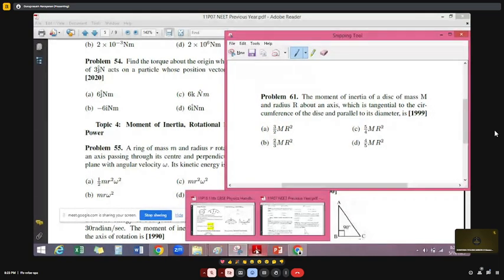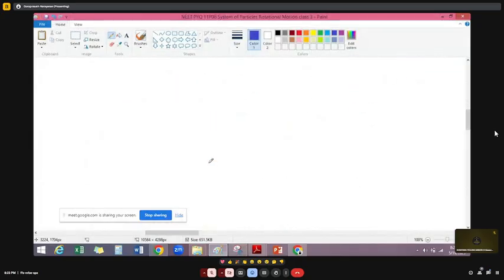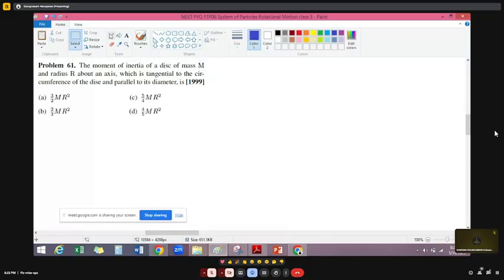Problem 61. Moment of inertia of a disk of mass m and radius r about an axis which is tangential to the circumference of the disk and parallel to its diameter. What is this? Something is wrong there; it's just a printing error. It should be disk, and parallel to its diameter.